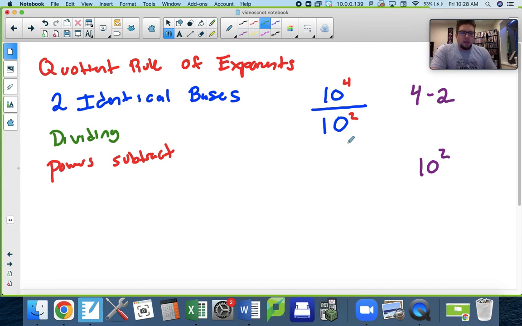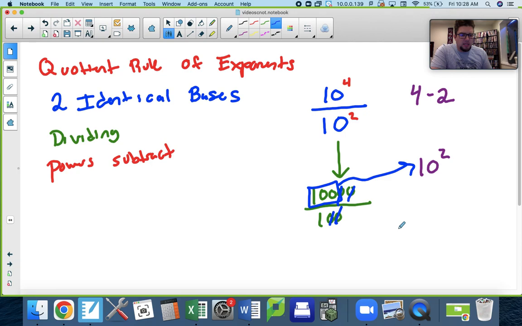Few different ways we can kind of visualize this to see that the answer is 10 squared. Let's take these two numbers and let's expand them out. 10 to the 4th is 10,000. 10 to the 2nd is 100. And 10,000 divided by 100 is 100, which is 10 to the 2nd.